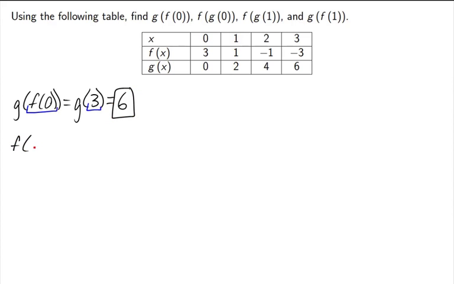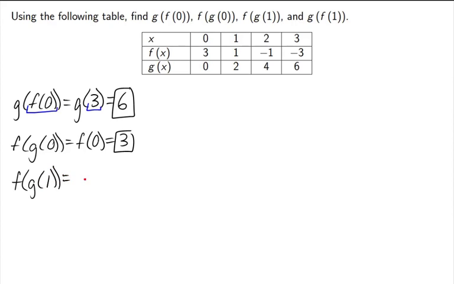Alright, how about f of g of 0? Well, again, I'm going to work from the inside out. So g of 0, at 0, I see g of 0 is also 0. So then f of 0 I need to calculate, and f of 0 is 3. F of g of 1. Alright, again, work from the inside out. So I want to figure out g of 1. So g of 1 is 2. And then f of 2 is negative 1.